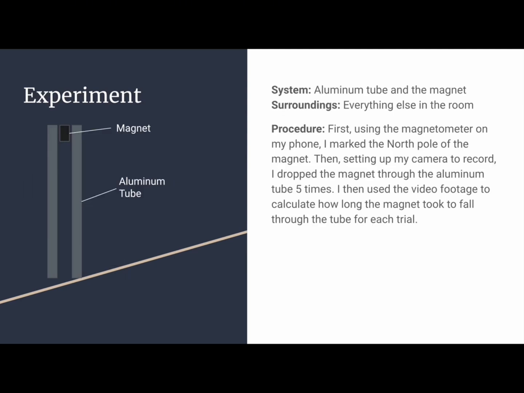For the procedure, first using the magnetometer on my phone, I marked the north pole of the magnet. Then setting up my camera to record, I dropped the magnet through the aluminum tube 5 times. I then used the video footage to calculate how long the magnet took to fall through the tube for each trial, and took the average of each trial in order to come up with my final time.